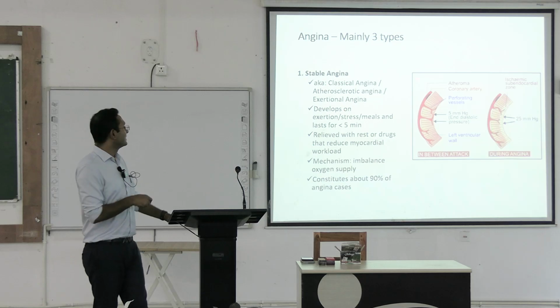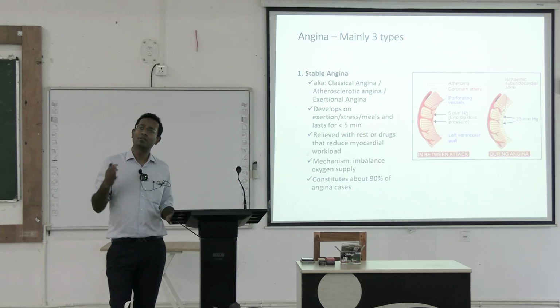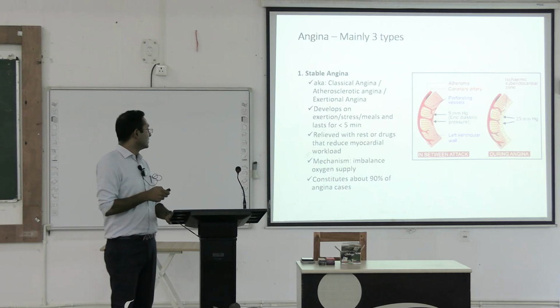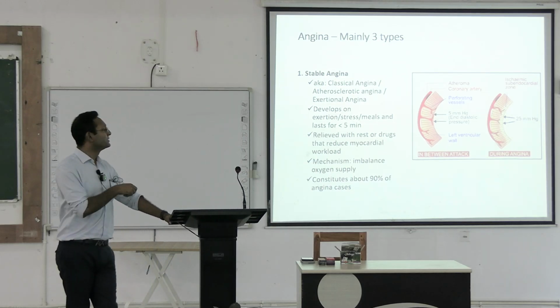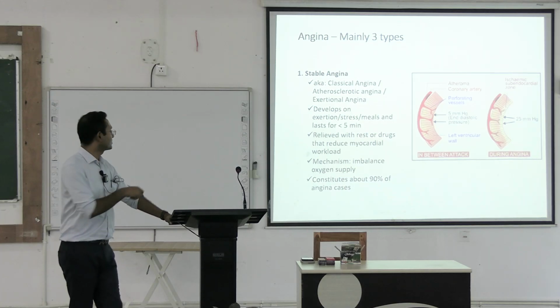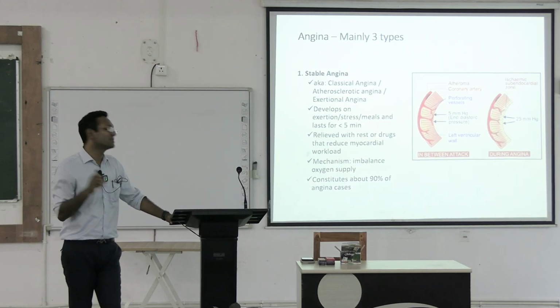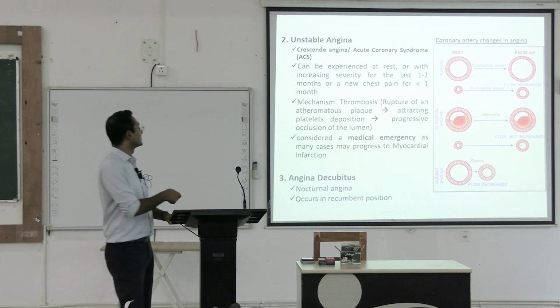Stable angina is generally relieved with drugs or rest that reduce the myocardial workload. The mechanism is basically imbalance of oxygen supply due to decrease in blood flow to the necrosed tissue. It constitutes about 90% of the angina cases. This is the most common one and the most important one.